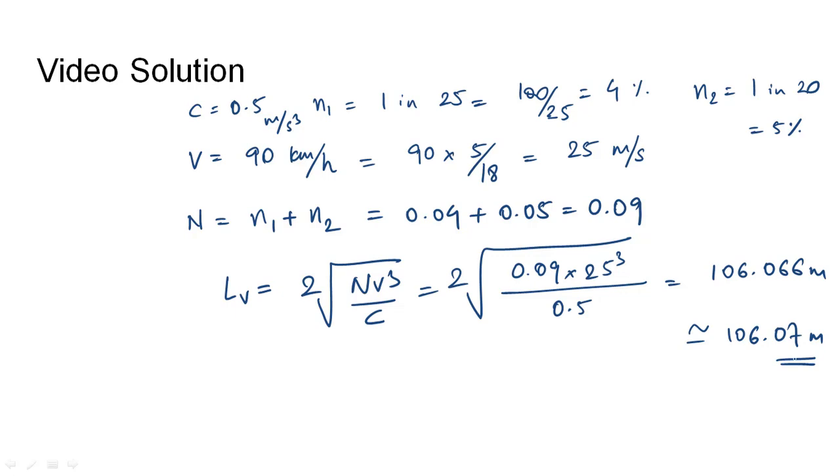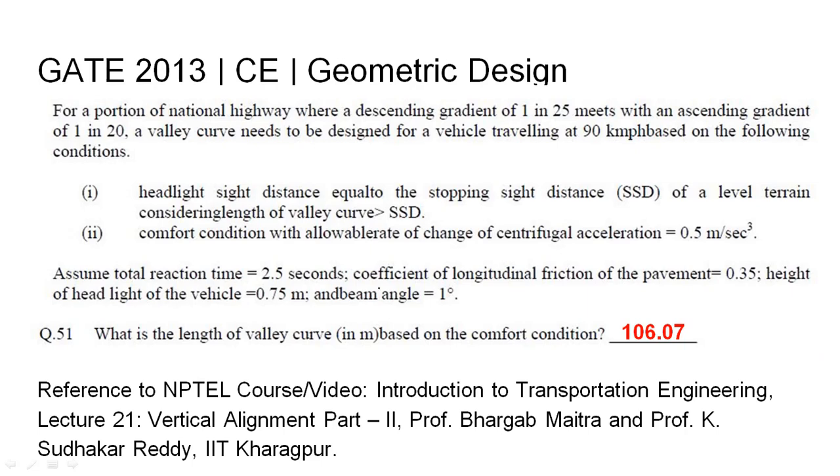This length of the valley curve was obtained based on the comfort condition. So the length of valley curve based on comfort condition was obtained as 106.07 meters.